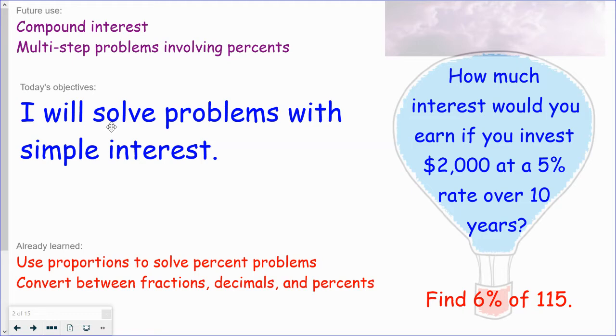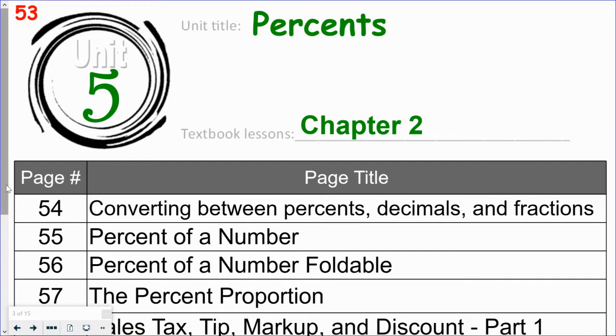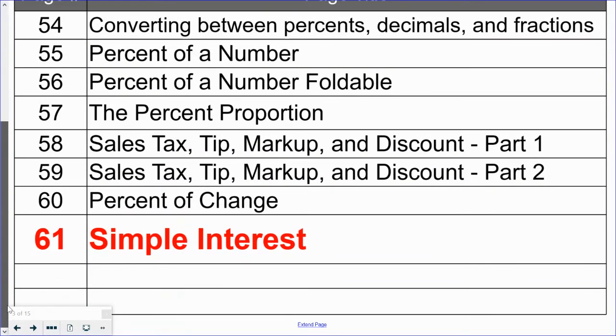Okay, so this was our objective. I will solve problems with simple interest. We already know how to use proportion to solve percent problems, and convert between fractions, decimals, and percents, which we will need to be able to do today. This is going to go into your textbook. The ones that you did Friday were on page 61.